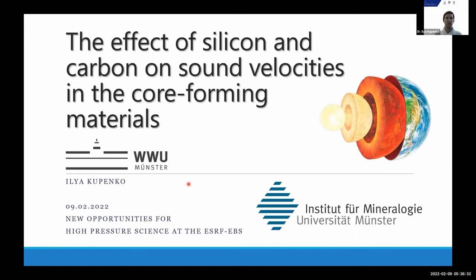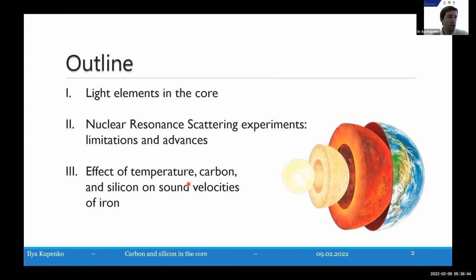So good morning, everyone. Thank you, Carmen, for the introduction, and thanks to the organizers for the opportunity to present our recent results that in large part became possible due to the extremely brilliant source upgrade. So here is an outline of my talk. First, I will describe why we think that there should be some light elements in the core and how we can discriminate between them. Then I will go through the techniques, what are and were the limitations and advances, and then present some results on the effect of temperature, carbon, and silicon on sound velocities.